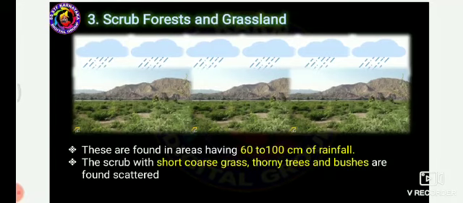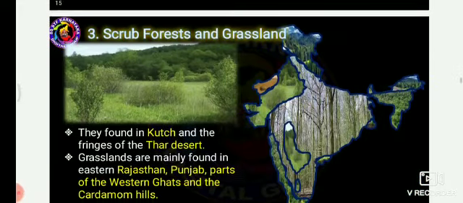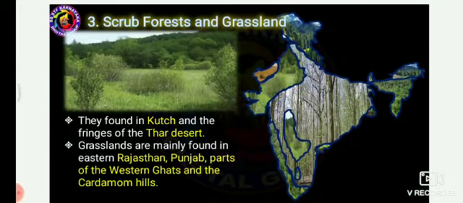One more important type of forest is scrub forests and grassland. These scrub forests and grasslands mostly extend in India over areas of 60 to 100 centimeters of rainfall. Short grass, coarse grass, and thorny bushes grow in these regions. Most of the scrub forests are found in Kutch, Gujarat, Thar Desert, Rajasthan, Punjab, parts of the Western Ghats, and the Cardamom Hills of Tamil Nadu.